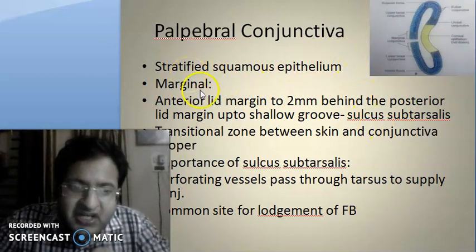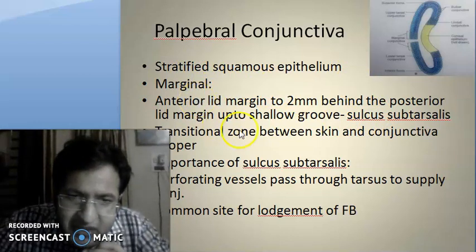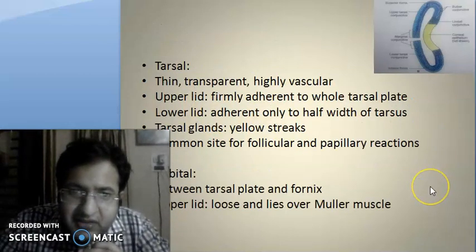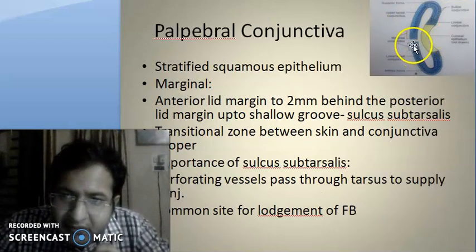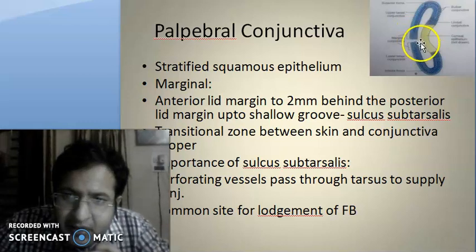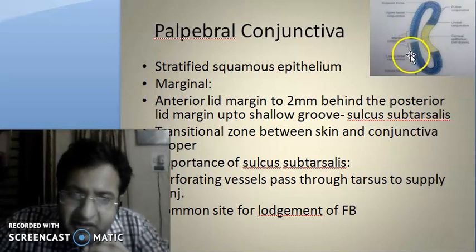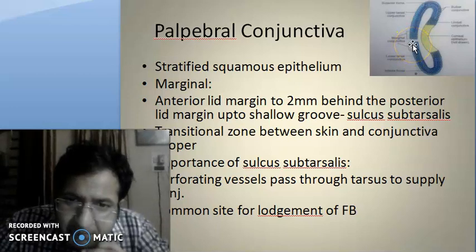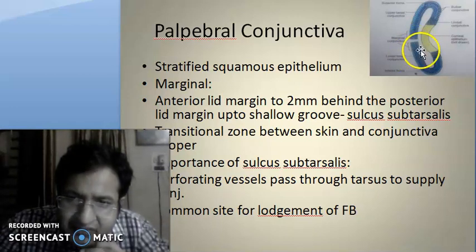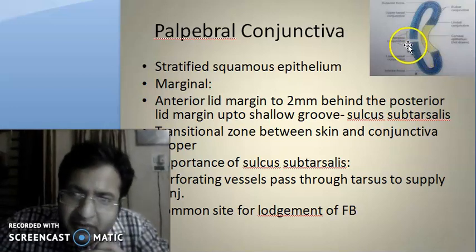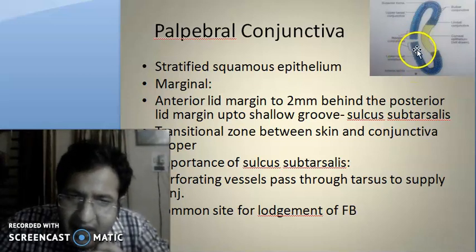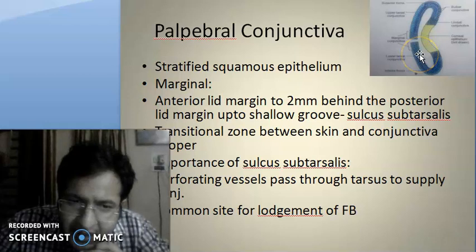The palpebral conjunctiva is further divided into the marginal conjunctiva, the tarsal conjunctiva, and the orbital part. What is the marginal conjunctiva? The marginal conjunctiva starts from the lid margin to 2 mm behind the posterior lid margin, up to a shallow groove, the sulcus subtarsalis of the lid. It is a transitional zone between the skin outside the lids and the conjunctiva proper behind.